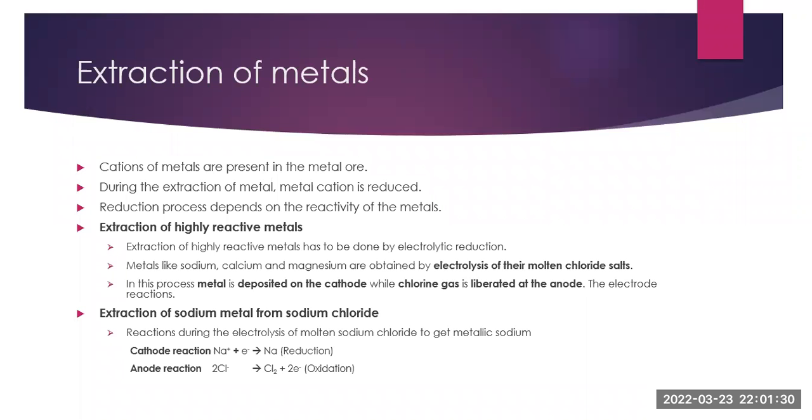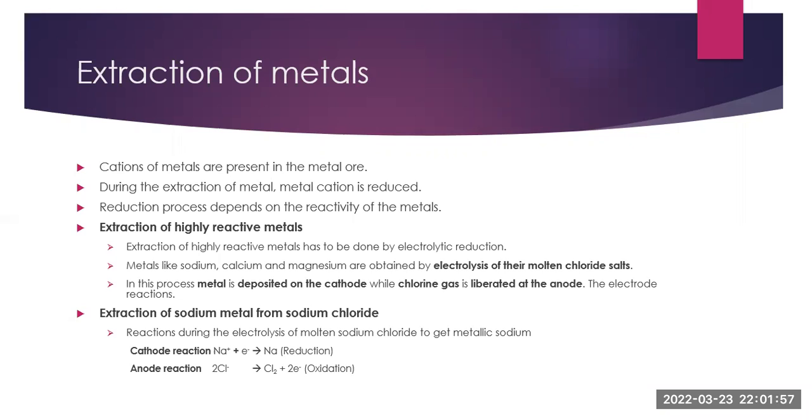So, cations of metals are present in the metal ore. During the extraction of metal, metal cation is reduced. Reduction process depends on the reactivity of the metals. Therefore, there are three types of extraction, that is extraction of highly reactive, moderately reactive, and less reactive metals. So here we discuss extraction of highly reactive metals.